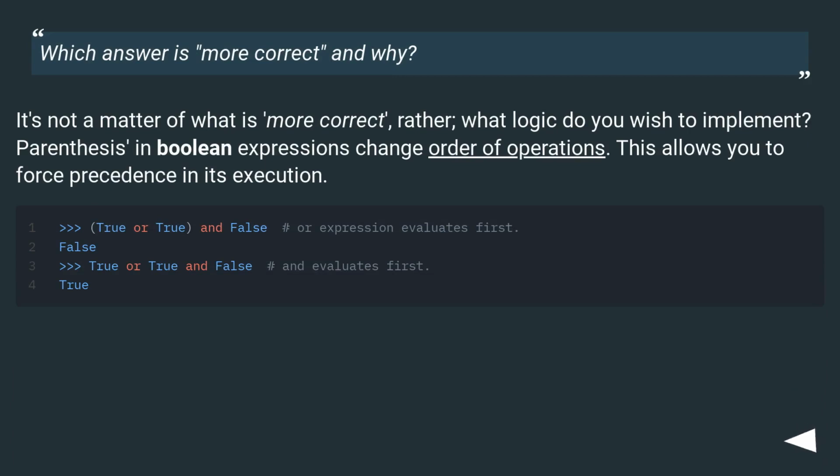Which answer is more correct and why? It's not a matter of what is more correct, rather, what logic do you wish to implement? Parentheses in Boolean expressions change order of operations. This allows you to force precedence in its execution.